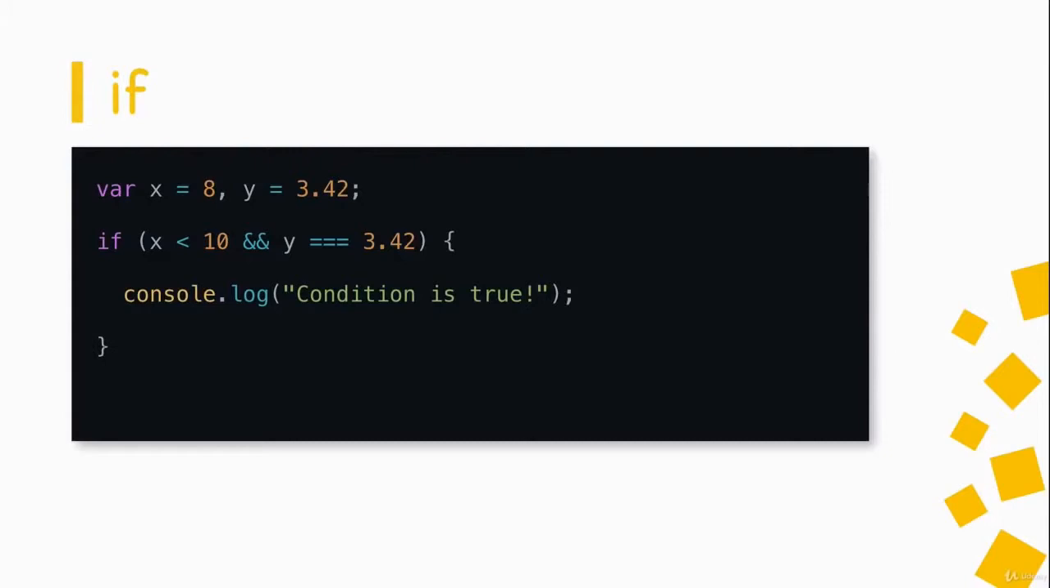And then we end the pair of curly braces. And the result is we do indeed get the string condition is true logged to the console. And that's because the code inside the parentheses returned true. We had two conditions bound by the logical AND operator, and both of them returned true, and that's why the whole condition returned true, and that's why the if block got executed.